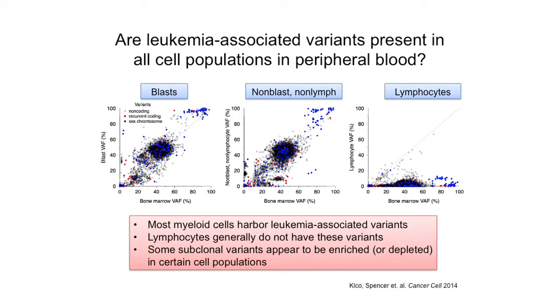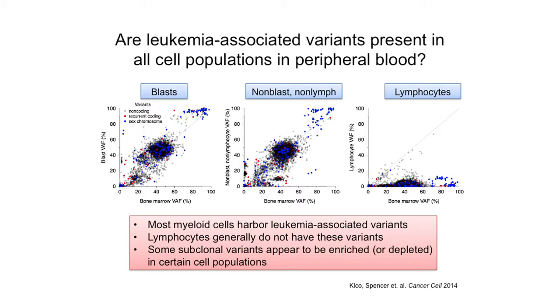The results of that are shown here. Again, I'm overplotting all the cases that we did on one set of axes. On the left, I'm showing the blasts. You can see that, as one might expect, the founding clone variants are present in basically all the blasts. Non-blast, non-lymphocyte cells also harbor all of the founding clone variants. You can see, however, that there are some populations that fall off the axis, suggesting that those subclonal populations seem to be enriched or depleted in those. I'm going to talk about that more later.